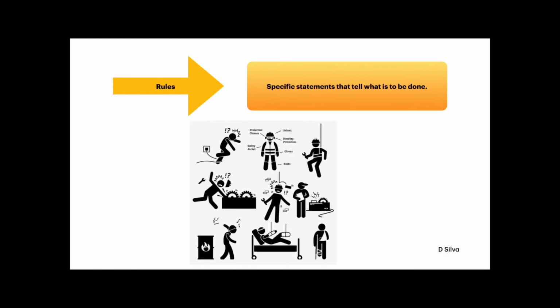Rules: specific statements that tell what is to be done. Students, remember, rules are rigid and they do not permit any deviation and demand strict compliance. For example, no smoking, no admission without permission. Along with that, some safety rules that have to be followed.